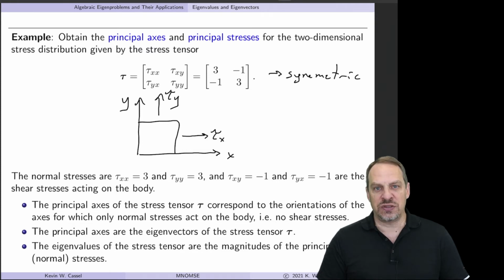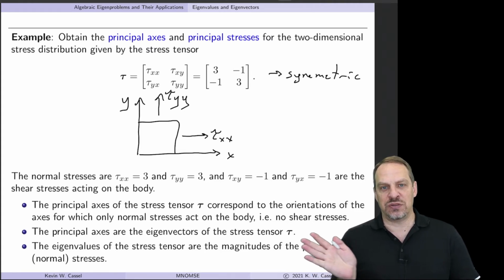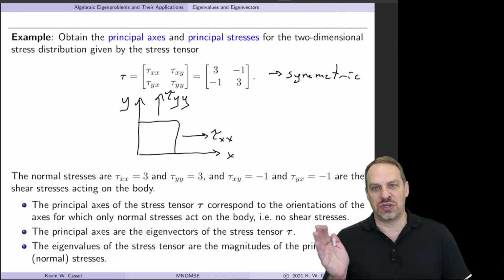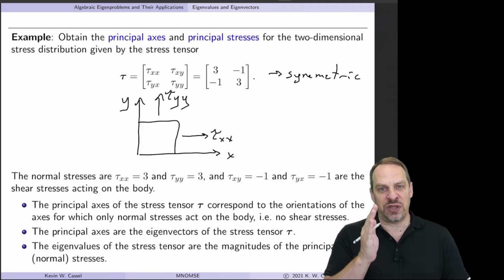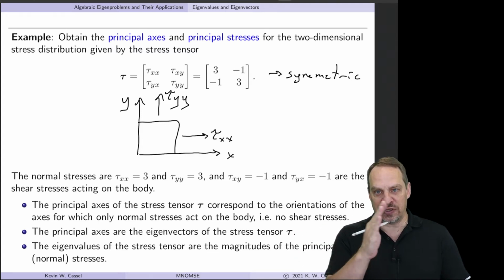The second subscript gives us the direction of the stress. So this would be tau xx, and this would be tau yy. So it's on the x face, pointing in the x direction. It's on the y face, pointing in the y direction. So those are normal stresses.